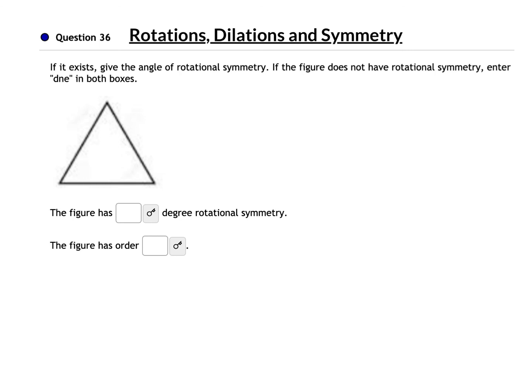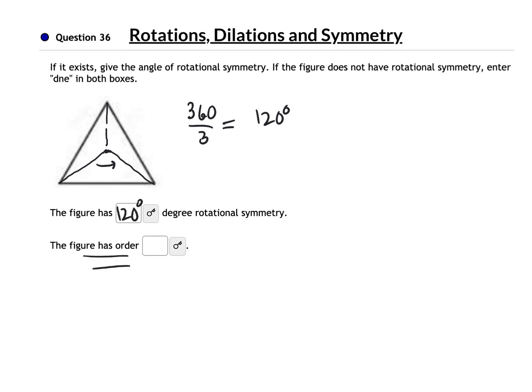Question 36. Does this figure have rotational symmetry? If it does, what is the order? If we go right to the center of our equilateral triangle and we draw in this angle right there, that is 1/3 of a circle. If I rotated this 360 divided by 3, or 120 degrees, it would match up with itself.